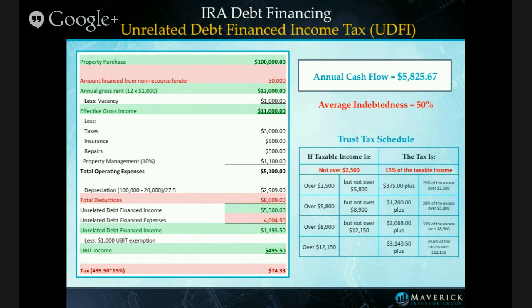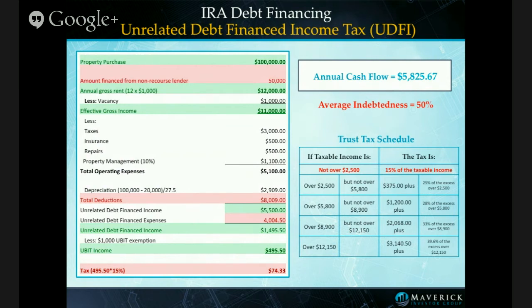And it's actually good to know that the first $1,000 of this type of income is exempt from tax. So in this case, this person only had taxable income of about $495 and owed about $75. So this is something that we can help you out with. We do offer services to help file these if you do decide to leverage properties inside your IRA, or if you have a competent CPA or tax accountant, obviously they can do this as well.